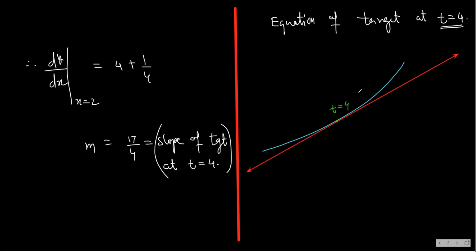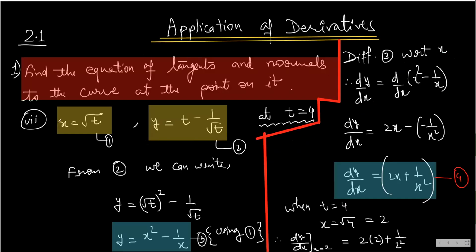So what I will do, this t equals 4, which I have, I will put in the parametric equation. You're getting it? I will put t as 4 here. I'll get the x coordinate for t equals 4, and I'll put here, I'll get the y coordinate for t equals 4. So the x coordinate is already known, which is 2. I'll just have to work for the y coordinate.